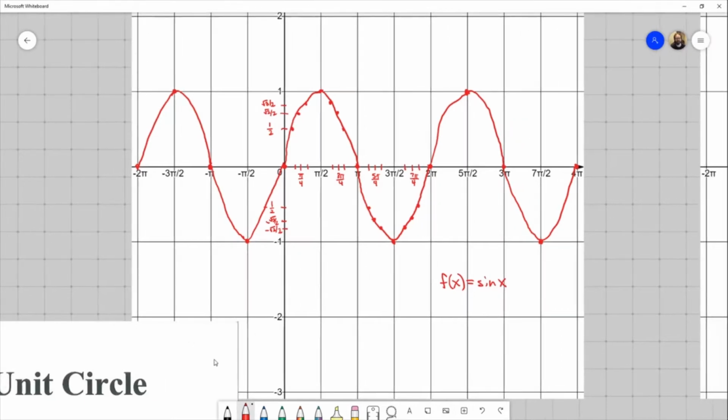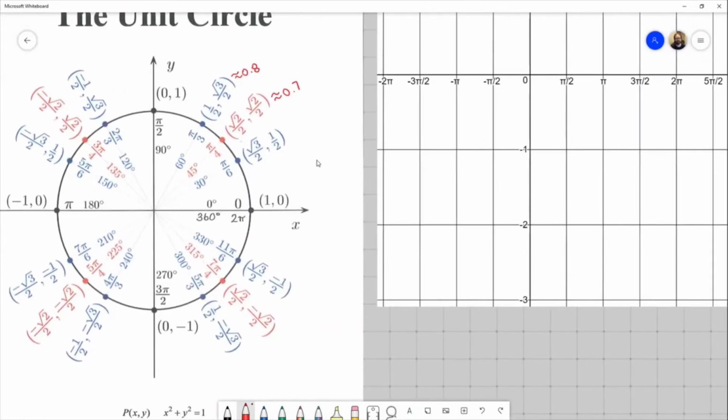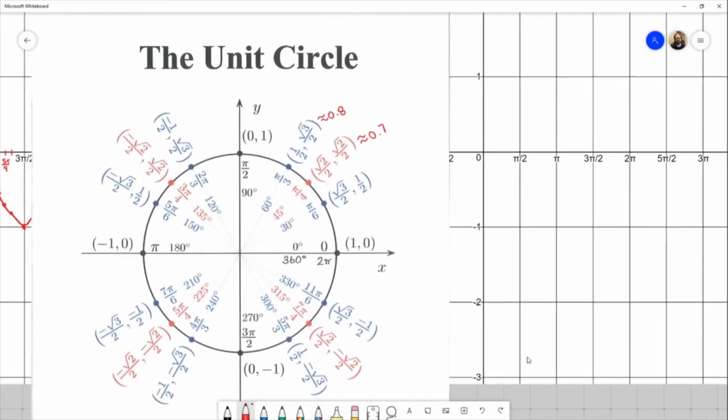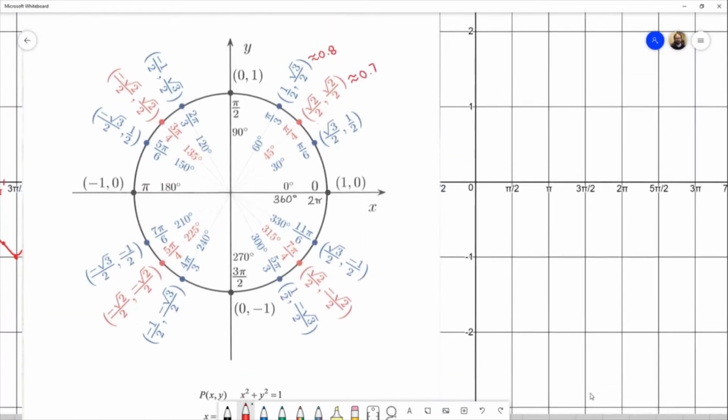All right, let's go look at the graph of cosine of x now. We have a lot of the same values that show up for cosine, just in slightly different spots. So the input values are going to be the same. We have all of our pi over 4s: pi over 4, 3 pi over 4, 5 pi over 4, 7 pi over 4. Also all of our pi over 6s. We get pi over 6, 2 pi over 6, which is the same as pi over 3.